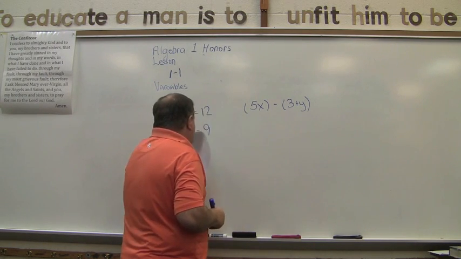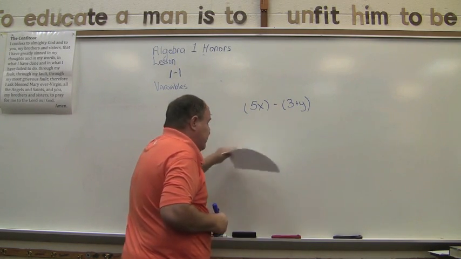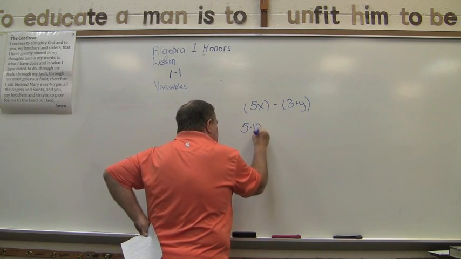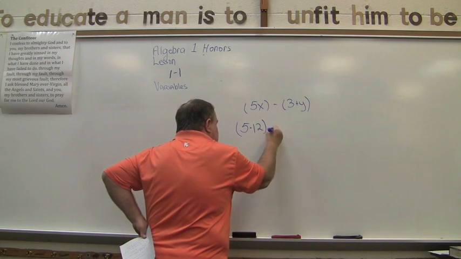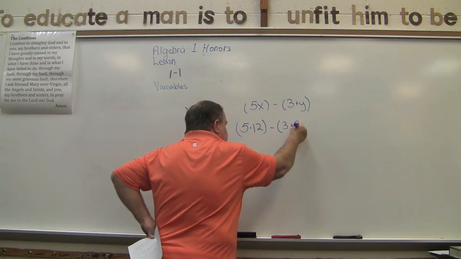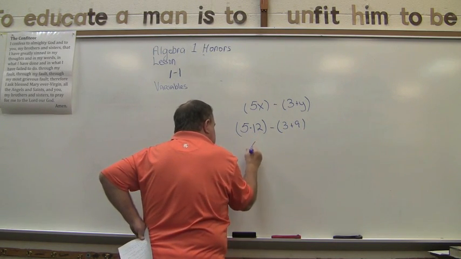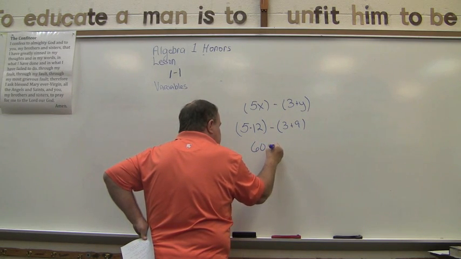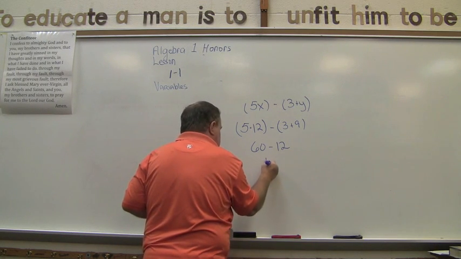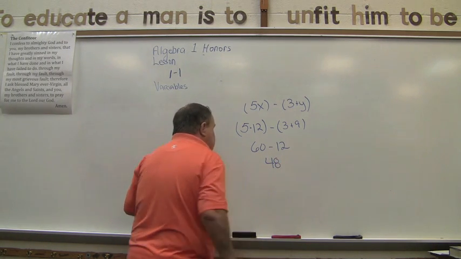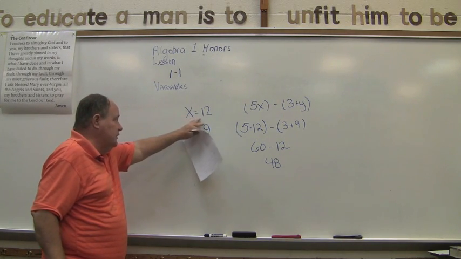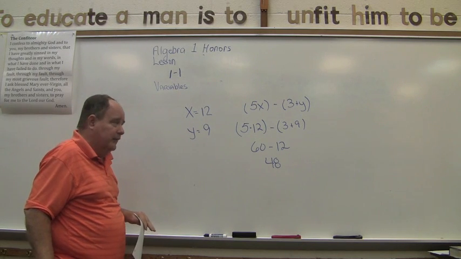My x value is 12, so wherever I have my x, I have to multiply 5 times 12. So 5 times 12, and then I'm going to subtract 3 plus 9. 5 times 12 is 60, minus 3 plus 9, which is 12. So the answer for this problem is 48. And what they're showing you here is how to take a variable, change its name, enter it into an equation, and solve that equation.